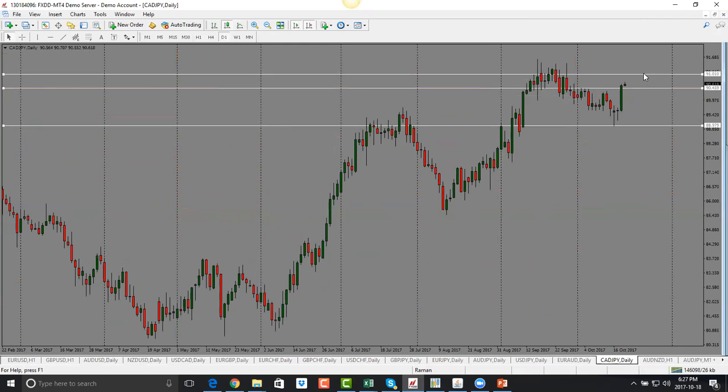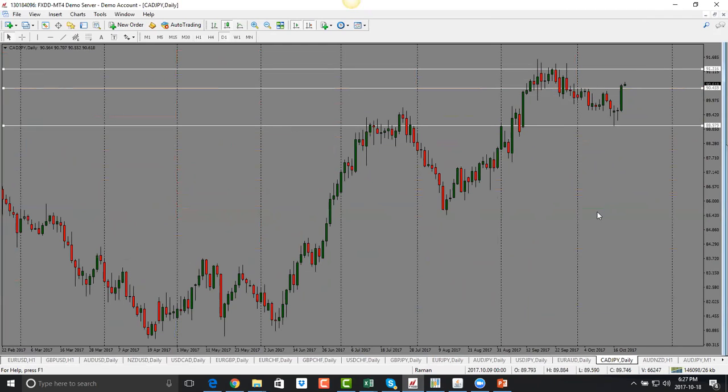CAD yen, huge move to the upside, looking for continuation. It has broken above this level. So now all we need to see is a back test. Price holds above this, and then we're looking for that move to the upside. So 91.20 would be the next target to the upside.